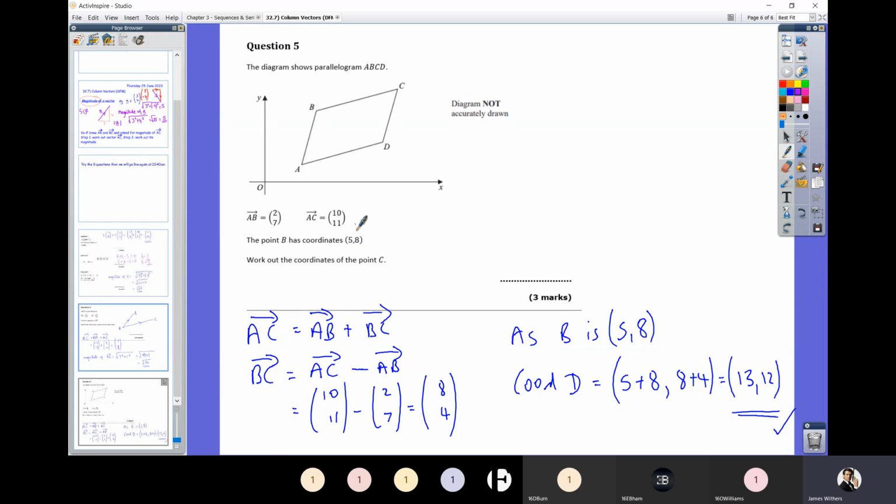Now I'm told that the coordinate for B is 5, 8. So I know that's 5, 8, and then to get to C, I've got to go a further 8 along the corridor from 5, and then a further 4 up the stairs. So my X coordinate is going to be 5 plus 8, and my Y coordinate is going to be 8 plus 4. So that's given me 13, 12 as my final coordinate. Now, just to stress again, there are many ways to do that. So if you didn't see that way of doing it and you've done it a different way, that's absolutely fine.